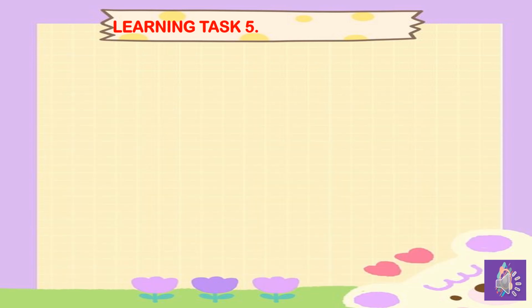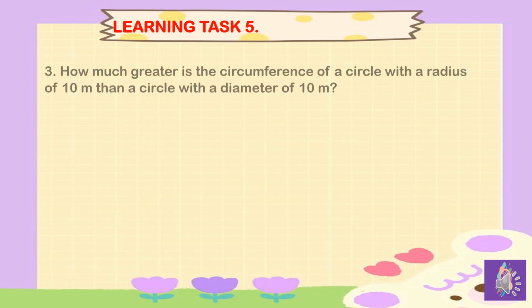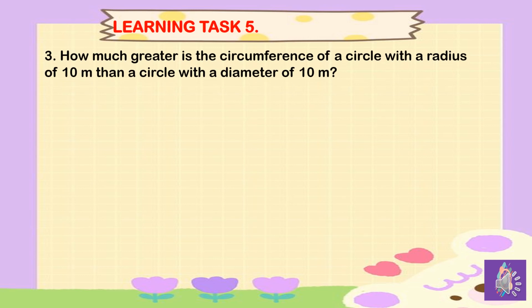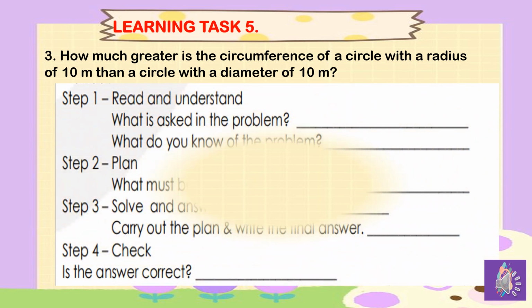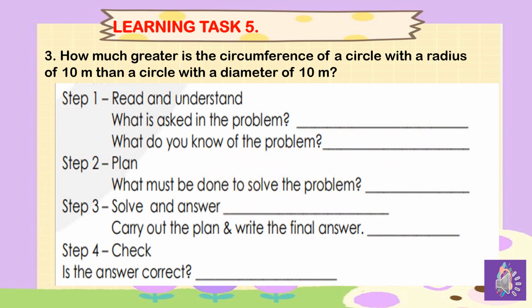Okay. For learning task 5 number 3, how much greater is the circumference of a circle with a radius of 10 meters than a circle with a diameter of 10 meters? So again, we will follow the 4 steps. Step 1 is read and understand. Step 2, plan. Step 3, solve and answer. And step 4, check.